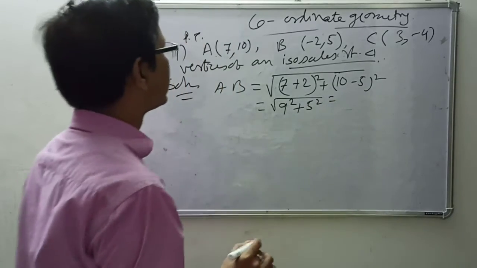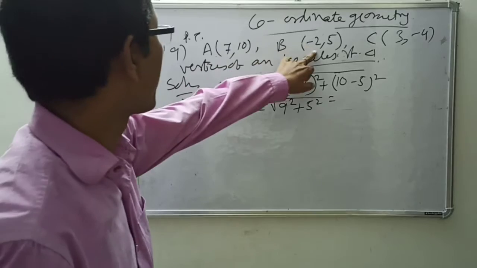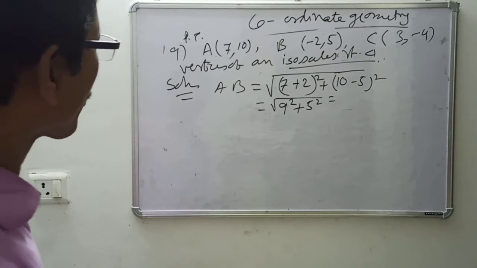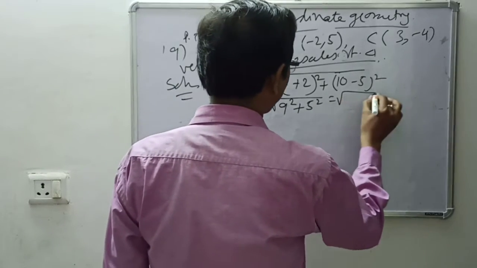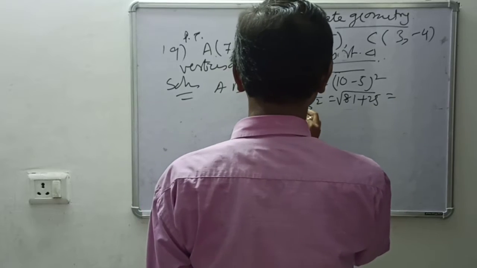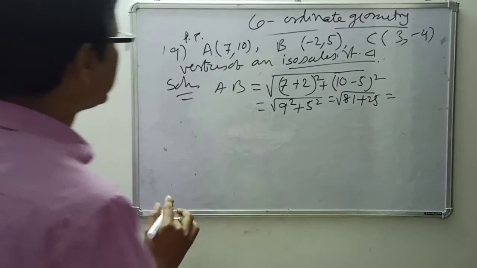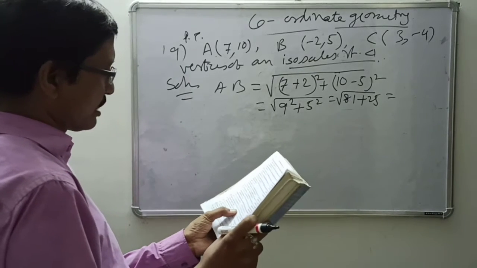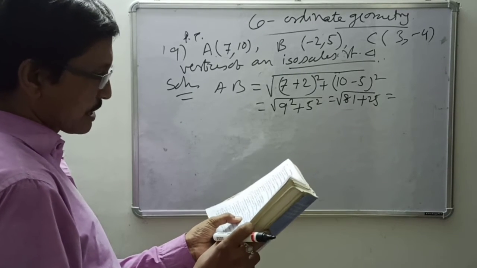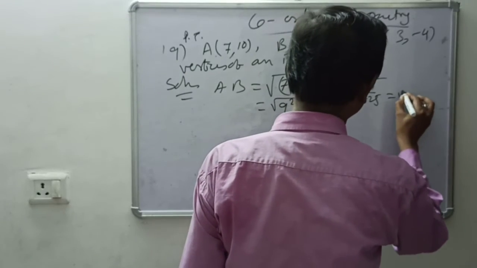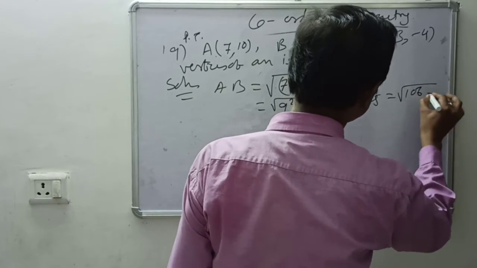तो 7 plus 2 का whole square, 10 minus 5 का square. तो 9 square plus 5 square. So it is coming what? 81 plus 25. 7 plus 2 हो गया. एक मिनट देख ले एक बार. All these vertices we have written correct or not? 7, 10, minus 2, 5, 3, minus 4. Vertices of an isosceles right triangle. Let me check first. तो 81 and 25 यदि करो तो 106 it is coming.